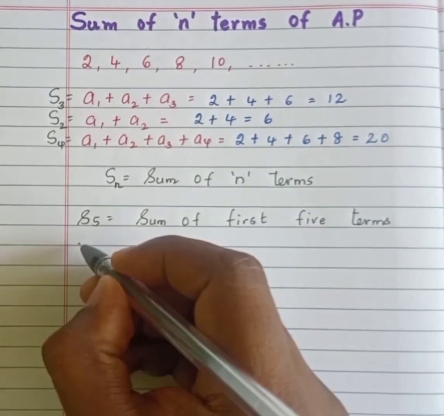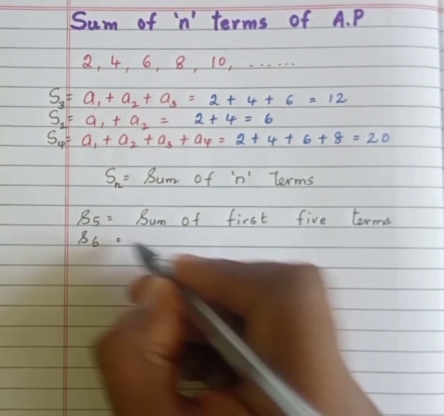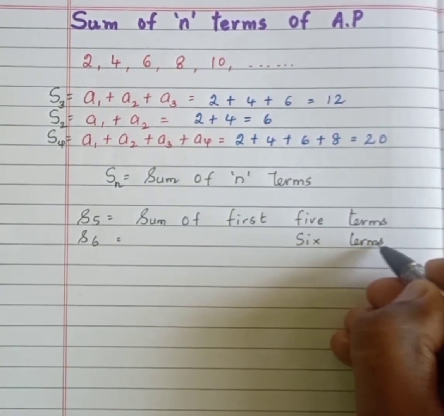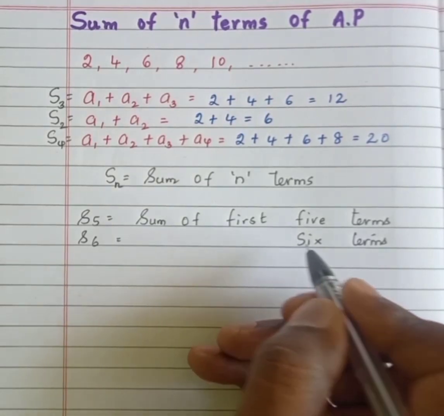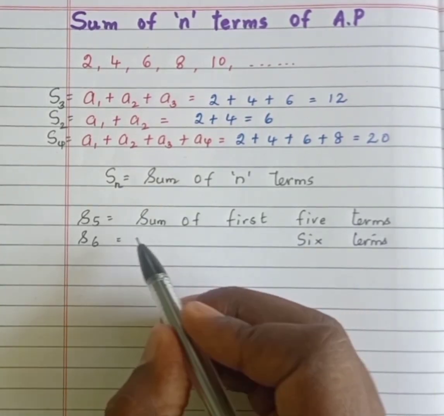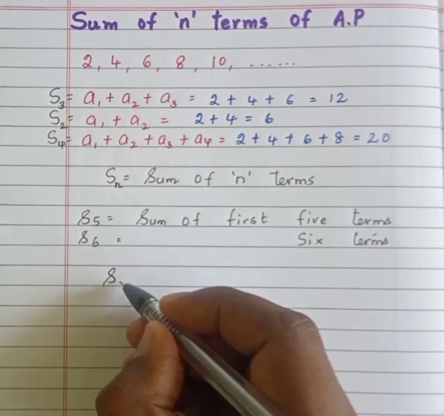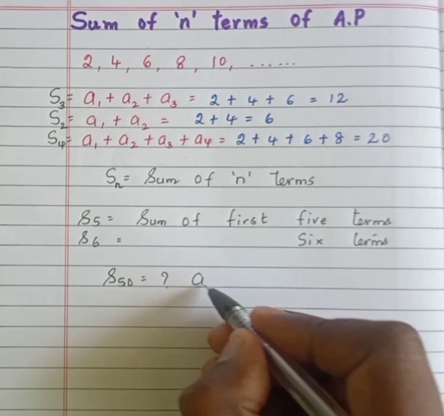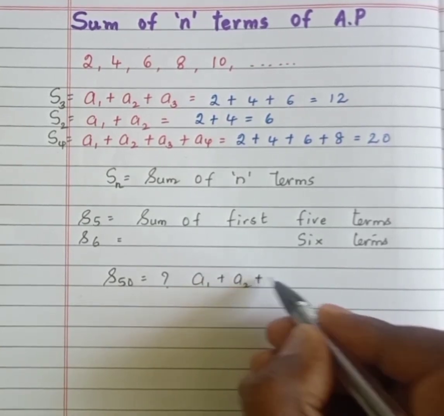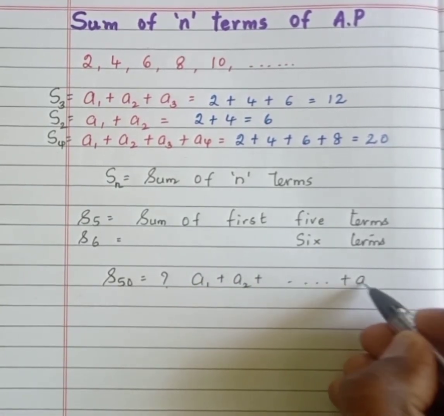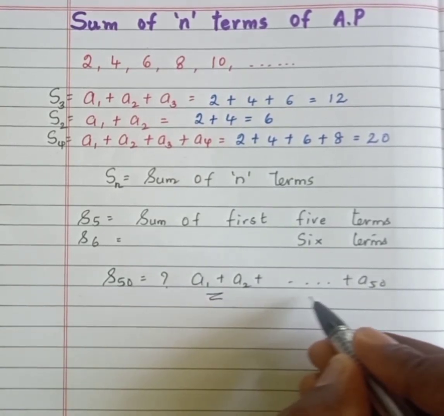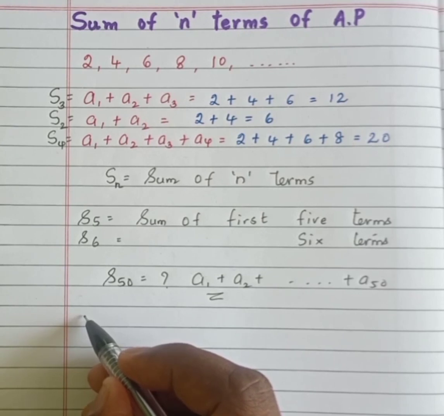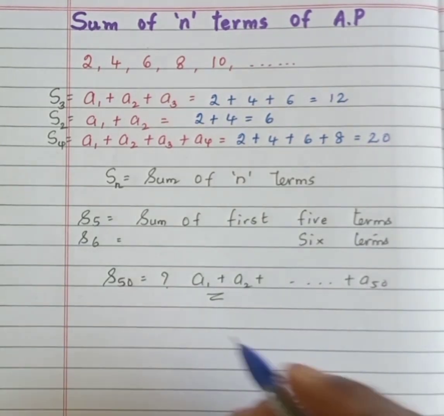In the same way, S6 is the sum of the first 6 terms, and S7 is the sum of the first 7 terms. If I ask you to find the sum of 50 terms, you'll add a1 plus a2 plus a3 plus a4 and so on up to a50. But it is a very tedious process. It takes too long to find the sum of a very large number of terms.